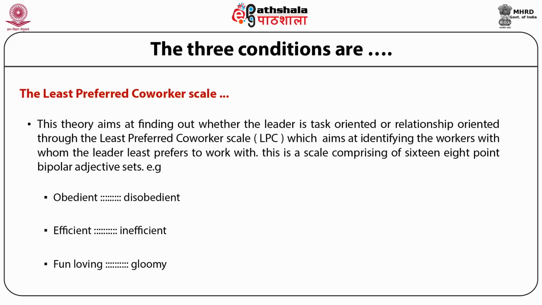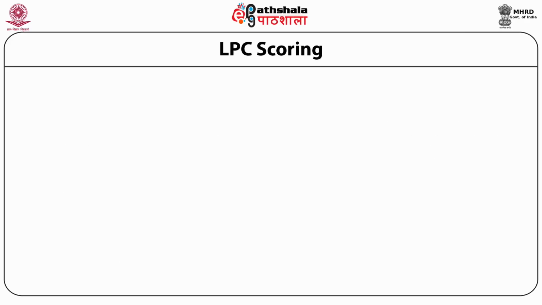This theory aims at finding out whether the leader is task-oriented or relationship-oriented through the least preferred co-worker scale. Now, this LPC aims at identifying the workers with whom the leader least prefers to work. This is a scale comprising 16 8-point bipolar objective sets. Now, let us find out how the scoring in LPC is done.